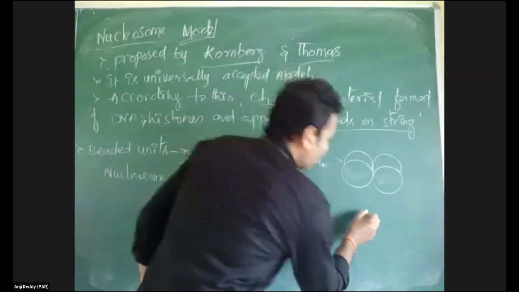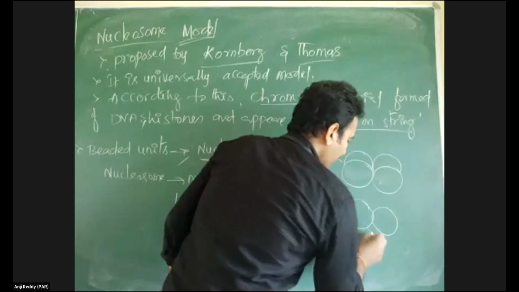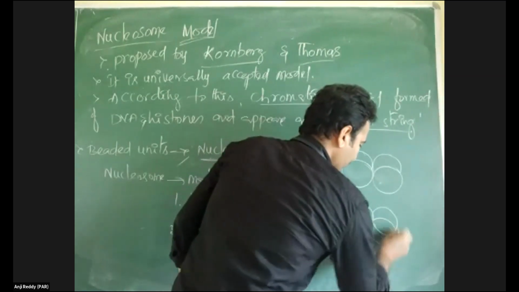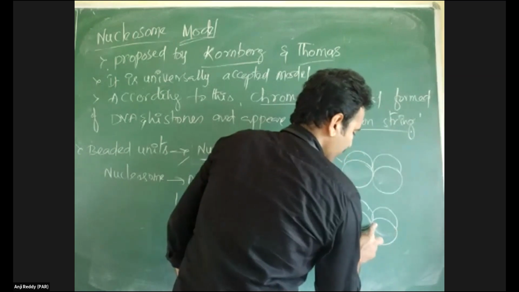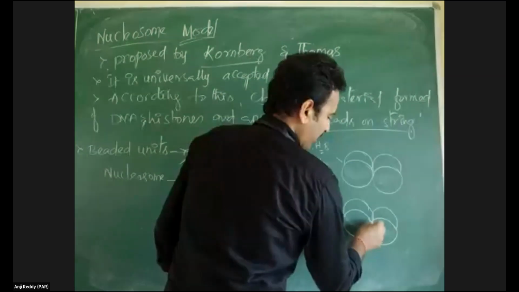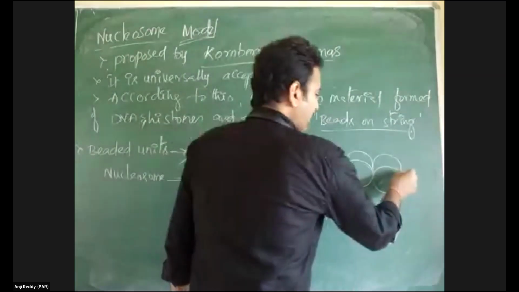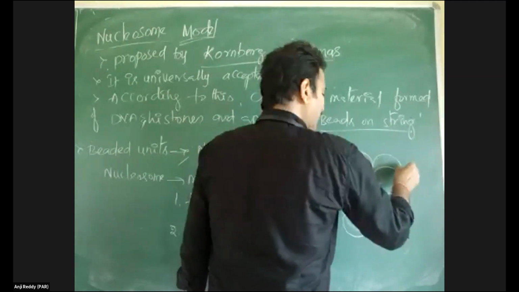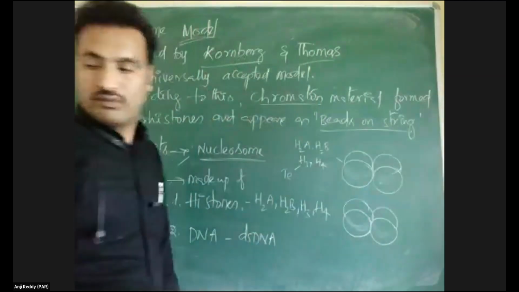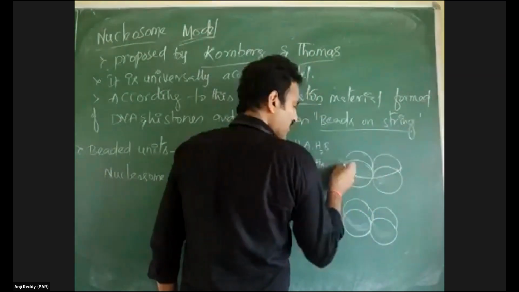Like this, there is formation of another tetramer. Another tetramer of histones is formed here. Between the 2 tetramers, there is coiling of double-stranded DNA by 2 turns. 2 turns of DNA is coiled around that histone.